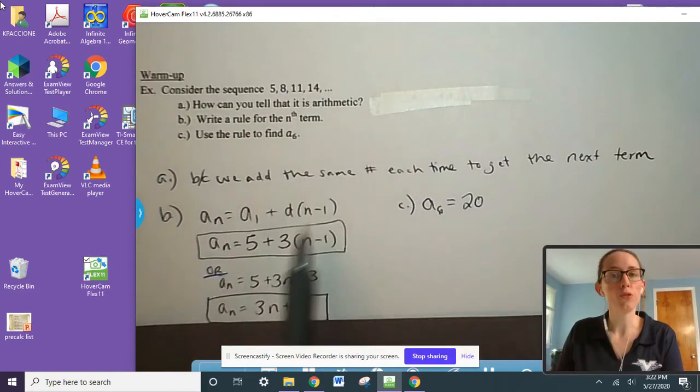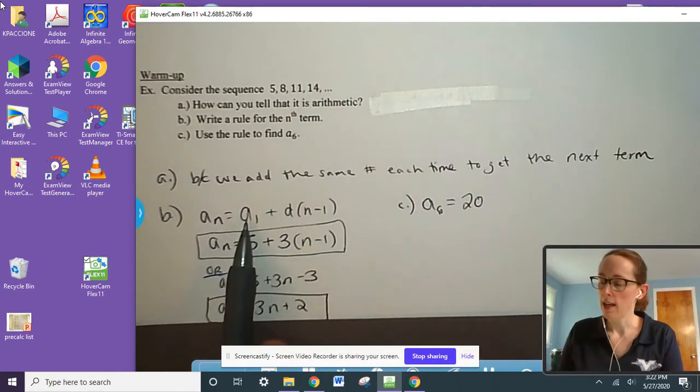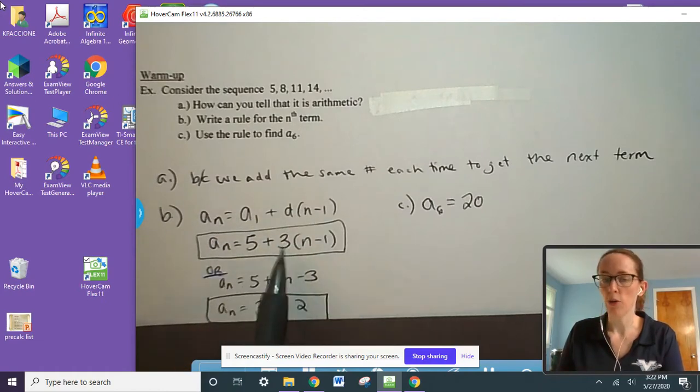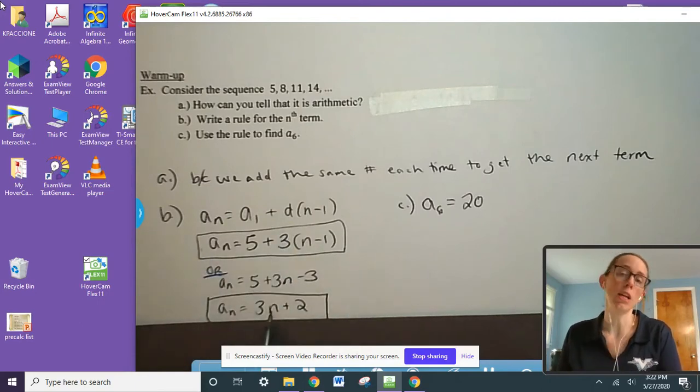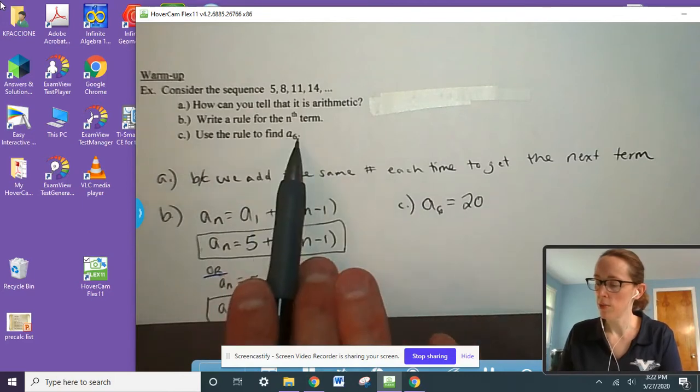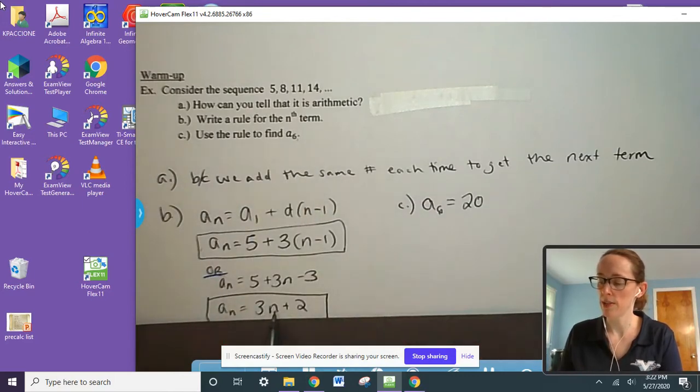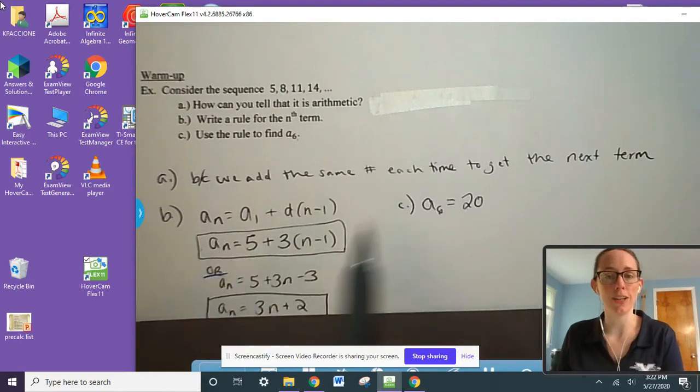This is the formula for the rule for the nth term. If you plug in your first term and your common difference, you can leave your formula right here, or you can distribute the 3 and simplify to get this version. Either one is fine. When you find the sixth term by plugging in 6, you have 3 times 6, which is 18, plus 2 gives you 20. Or if you plug in 6 here, you still get 20 as your answer.